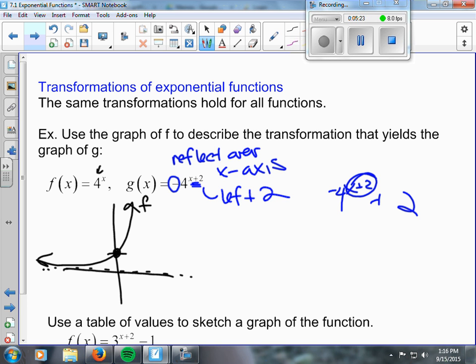So let me reflect over the x-axis first. That would give me the point (0, negative 1). And then left 2 means this is now going to be (negative 2, 0). And that horizontal asymptote won't change. But I will cross at a different y value.